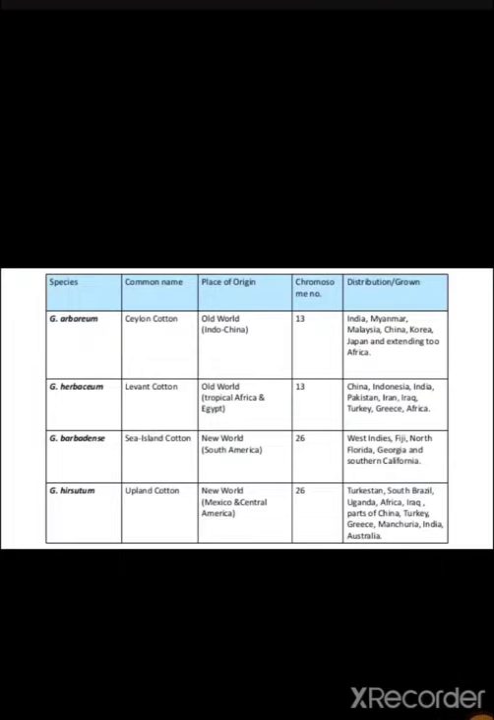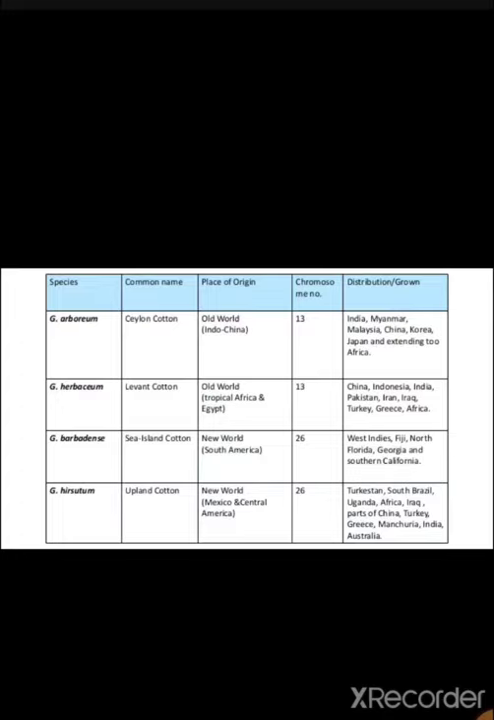In this chart we saw four main varieties of cotton: Arboreum, Herbaceum, Barbadense and Hirsutum. Arboreum is known as Ceylon cotton; Herbaceum, Levant cotton; Barbadense, Sea Island cotton; and Hirsutum is known as upland cotton.